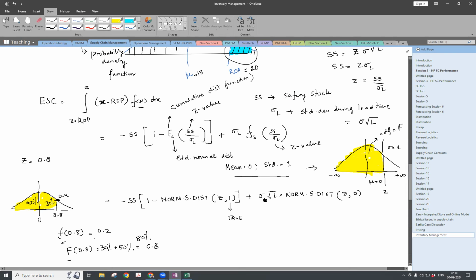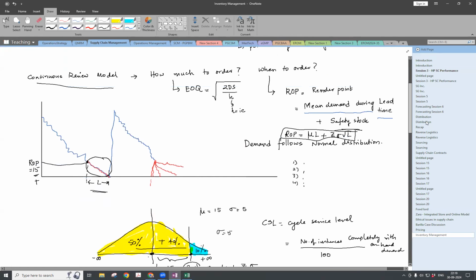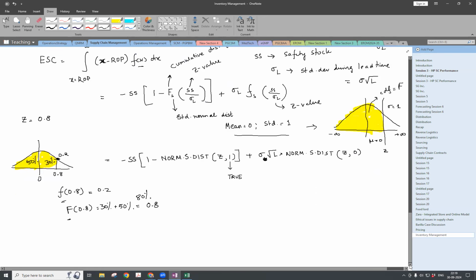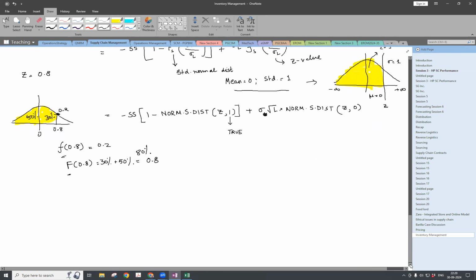Now, you don't have to do any of this. Excel can directly do it for you. That's what we are going to look at. Okay, this is the entire discussion regarding your segments, the continuous preview.